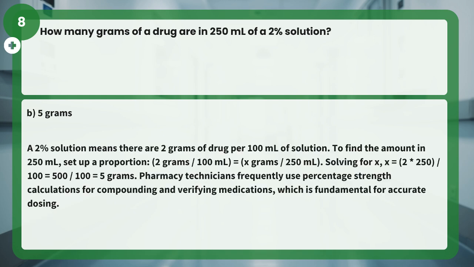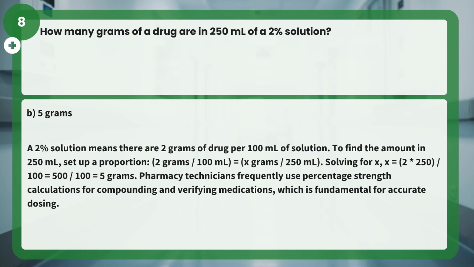Answer B. 5 grams. A 2% solution means there are 2 grams of drug per 100 milliliters of solution. To find the amount in 250 milliliters, set up a proportion, 2 grams/100 milliliters equals x grams/250 milliliters. Solving for x equals 2 * 250/100, which is equal to 500/100, which is equal to 5 grams.